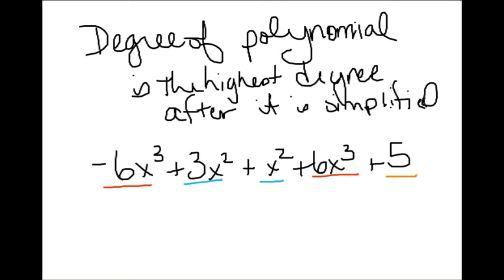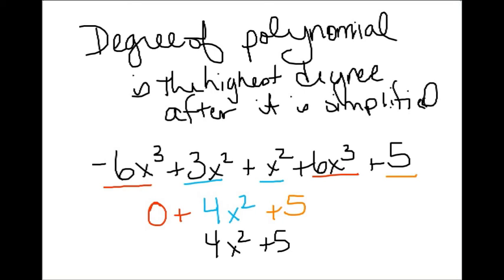So if I combine like terms, negative 6x cubed and a positive 6x cubed gives me 0. Then I move on to the squareds. A positive 3x squared plus x squared is a positive 4x squared. And then my constant, I just have the one, so it's just plus 5. So my simplified equation is 4x squared plus 5. And in this one, my highest degree is 2. So the degree of this polynomial is 2.